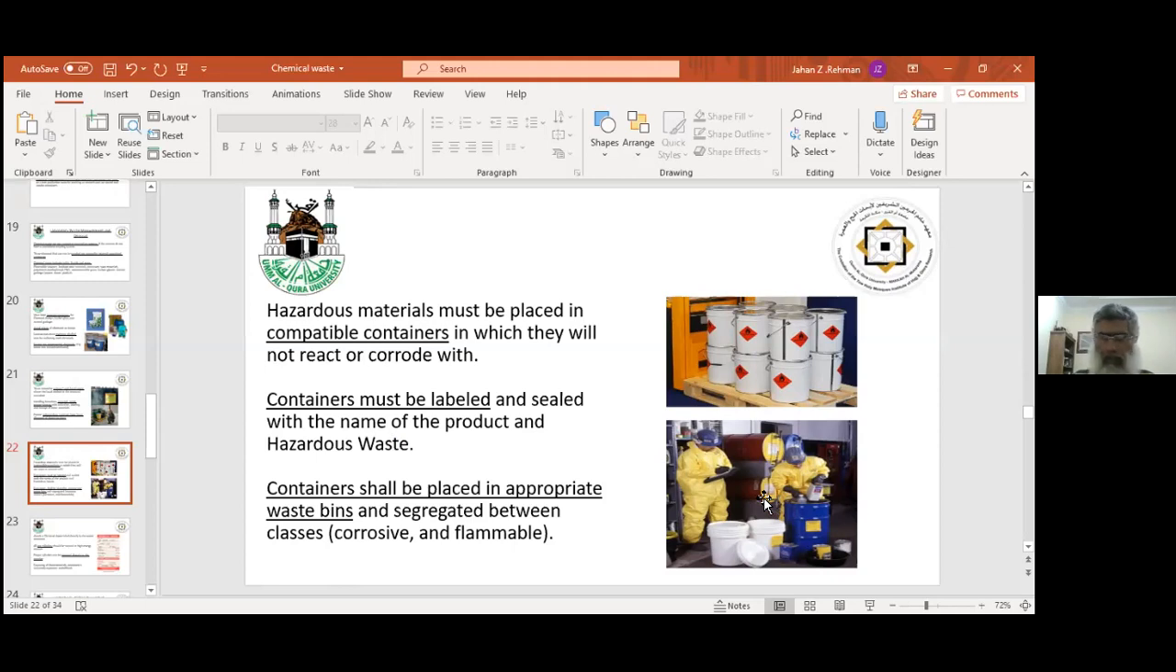So this is also a technical thing. You cannot put different, meaning reactive, chemicals together. For example, you cannot put corrosives with flammables. You cannot put flammables with oxidizers, because when the vapors come out, they react and the big waste bin explodes, or sometimes toxic gas is produced inside it. So you have to take care about this packing of small containers into a big container.